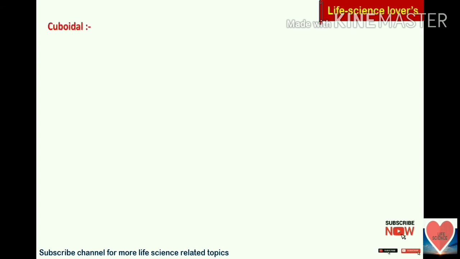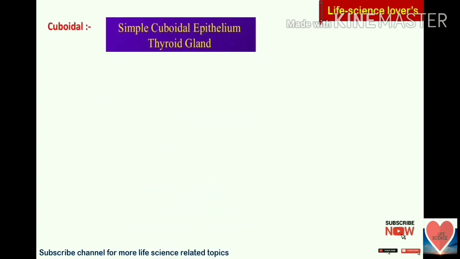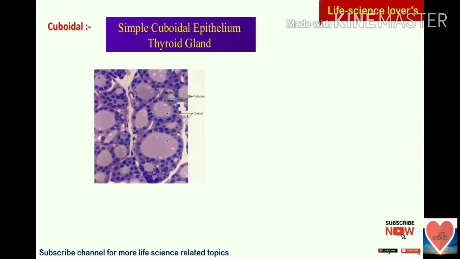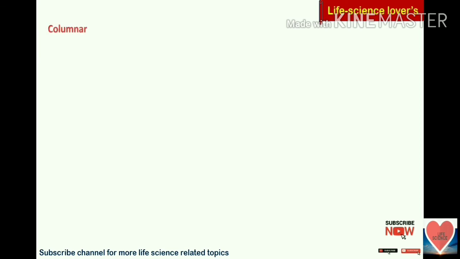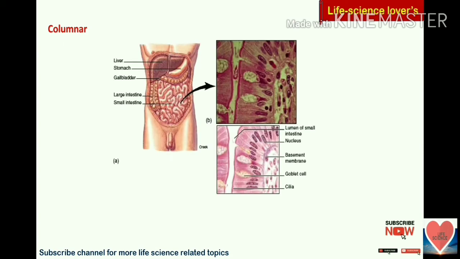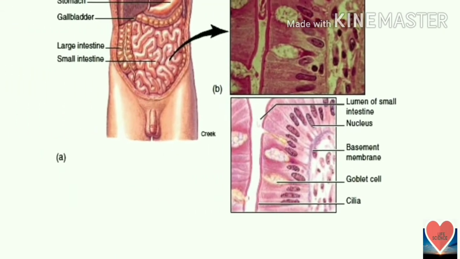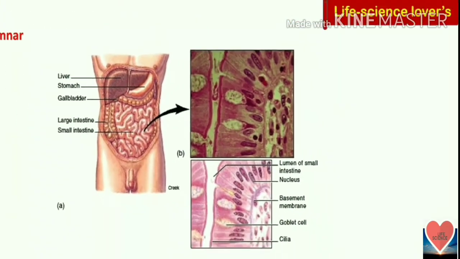The next type is cuboidal, and examples are thyroid gland follicles, and this is a picture of it. Some points to notice here: the centrally located spherical nuclei help to identify the type of epithelium. The glandular lumen is filled with a protein, a colloid, which is a precursor of the thyroid hormones T3 and T4. Then columnar, and its examples are cells lining the intestine, and this is the picture of these cells. Here you can see our intestine and this is the microscopic view of our intestine.